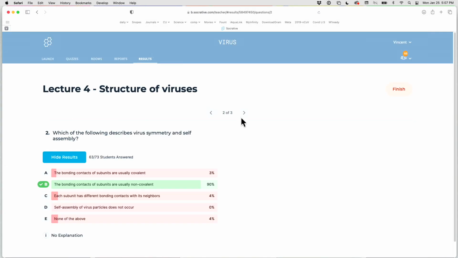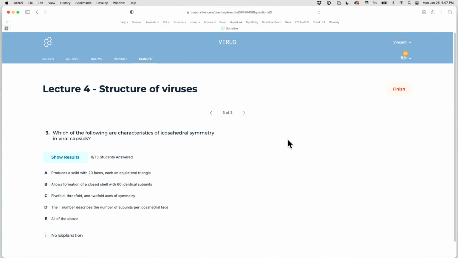All right, our next question is, which of the following are characteristics of icosahedral symmetry in viral capsids? Produces a solid with 20 faces, each an equilateral triangle; allows formation of a closed shell with 60 identical subunits; 5, 3, and twofold axes of symmetry; the T number describes the number of subunits per icosahedral face; or all of the above.